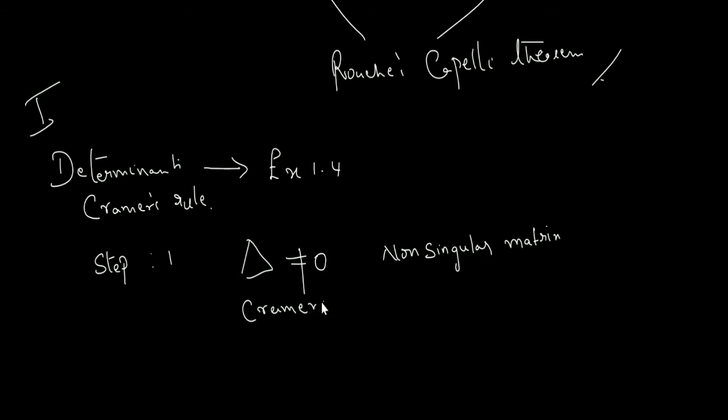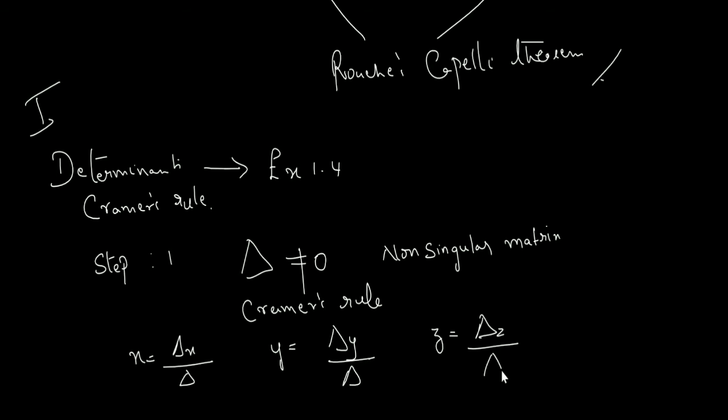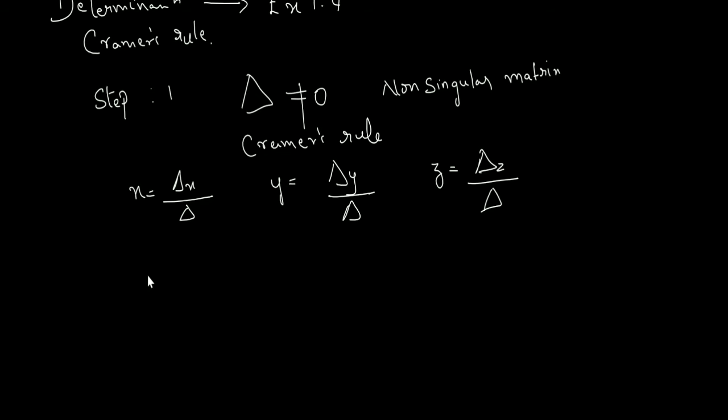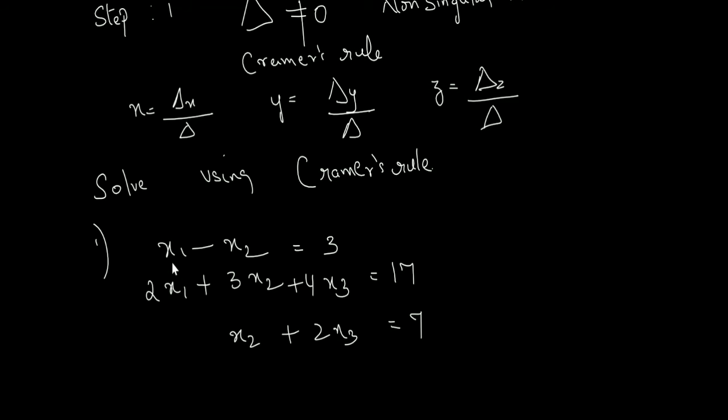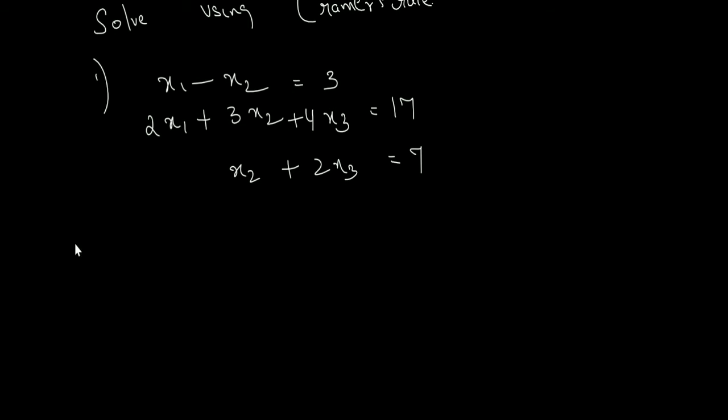Cramer's rule says x is equal to delta x by delta, y is equal to delta y by delta, and z is equal to delta z by delta. Now, solve by Cramer's rule. Instead of x and y, it is given as x1, x2. First, what we should find in Cramer's rule is delta. What is delta? The coefficients. So x1 minus x2. What are the coefficients here? What is the coefficient of x1?